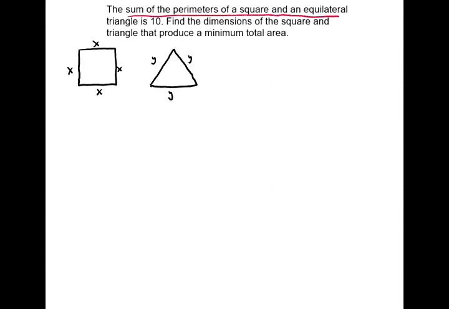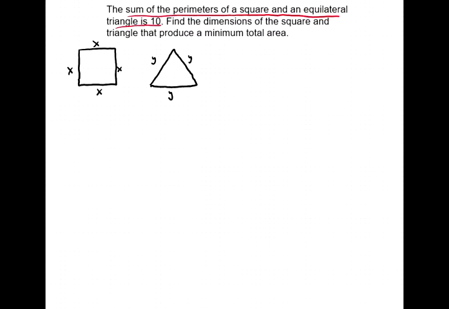We have a square. With a square, each side has the same length, so each side we can call x. And then we have an equilateral triangle, which means all three sides and all three angles are equal. So we'll call this y, y, and y.